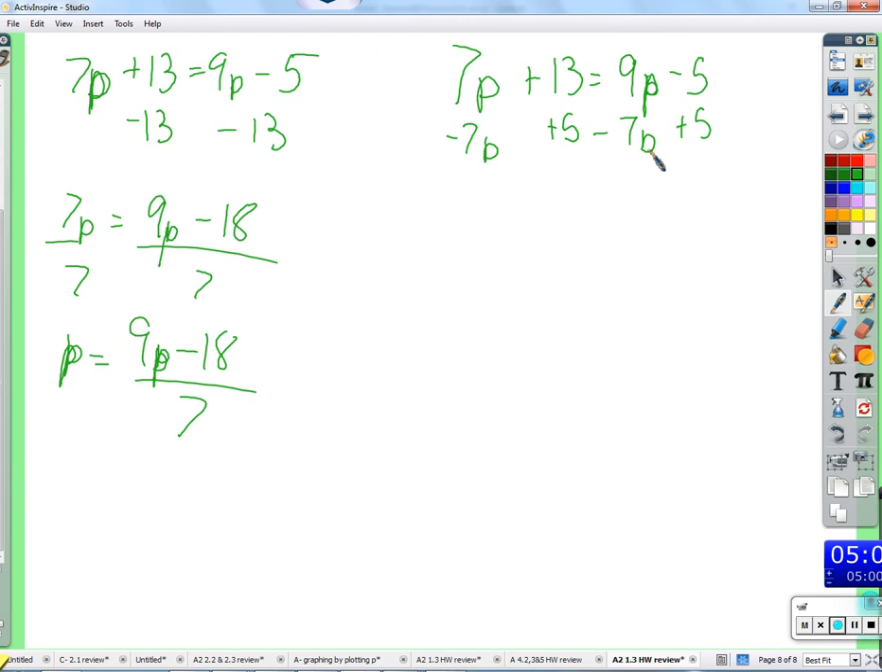Okay, gotta be very careful here to make sure everything works out. 7P minus 7P is 0. 13 plus 5 is 18. Equals 9P minus 7P is 2P. And negative 5 plus 5 is 0. That's better. Then divide by 2. And P is 9. Well, that makes more sense.